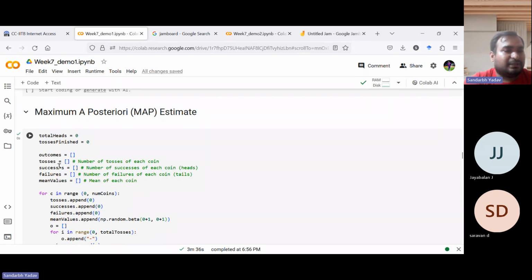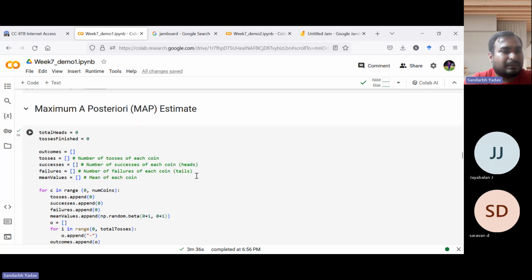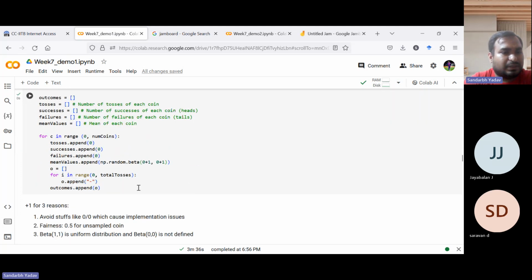Also, these are two other parameters of the beta distribution, successes and failures. This is also a 3 element array, which will simply count the number of successes of each coin, which in our case is heads. So basically we want to maximize the number of heads, so this is our success. The number of failures will be stored in this failures array, which will basically count the number of tails. So again, let's do this.